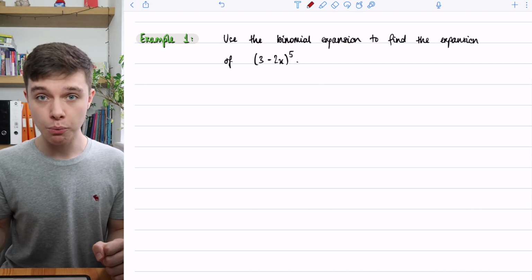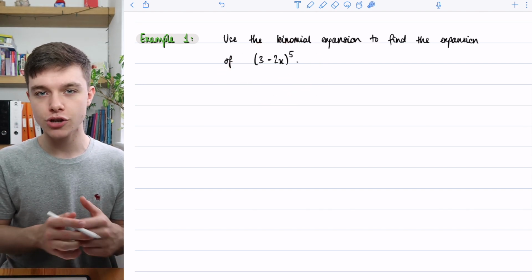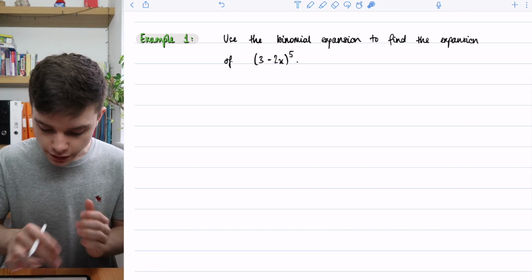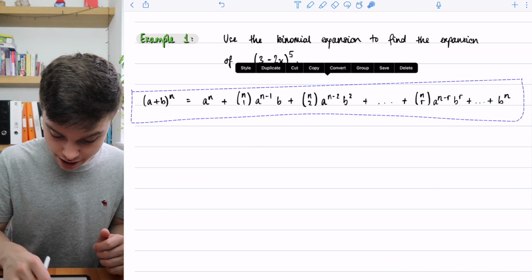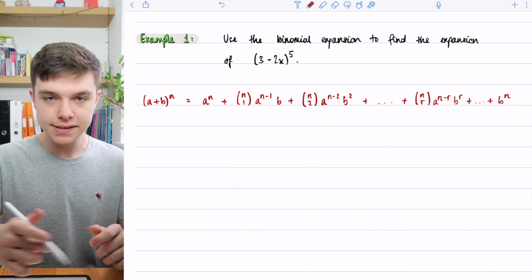And to be honest, I would do that because by hand, I don't want to be doing 3 minus 2x multiplied by itself 5 times. So let's use the binomial expansion. I will paste it in here and I will change it to a red. Have a go and see what you can do.